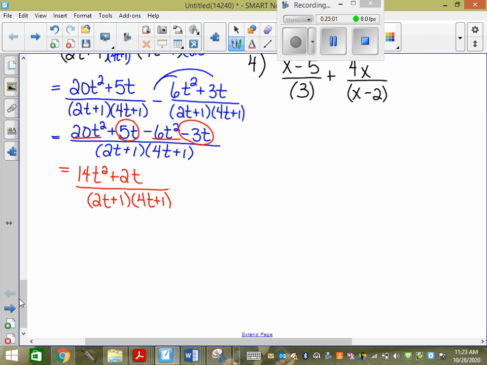So, can I do something to this? I can take out a 2t, and I'm left with 7t plus 1. Because you're going to get 4t squared, take out a 2t, I'm left with 7t. 2t divided by 2t is 1. And then on the bottom we're left with 2t plus 1, 4t plus 1. This time you have to try and stop yourselves from canceling the 2t's off on the top and the bottom. Why can't we do that? We can't, because these ones are sewn together and these ones are not.